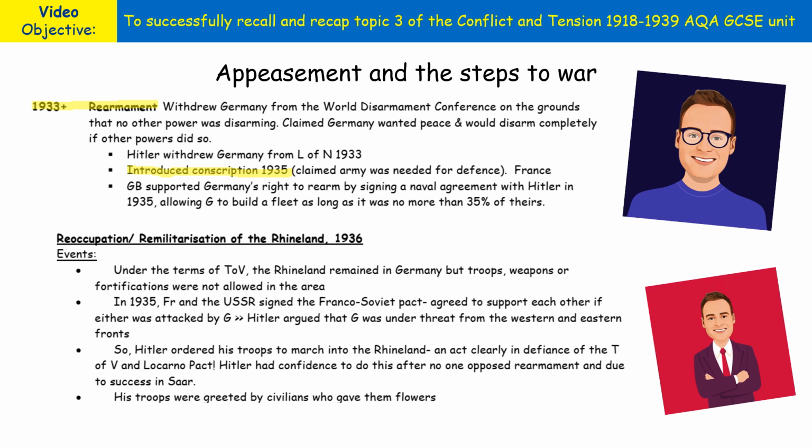Now, Hitler's attempts at rearming Germany were made slightly easier by Britain's support of Germany to rearm its navy by signing a naval agreement with Hitler in 1935, basically allowing Germany to build a fleet as long as it was no more than 35% of Britain. So in some ways, Britain was almost egging Hitler and Germany on to rearm, which was quite bizarre in hindsight, looking at what happened in the latter part of the 1930s.